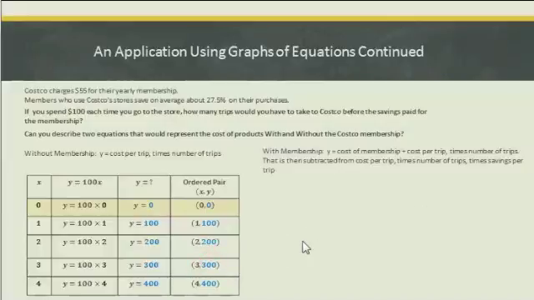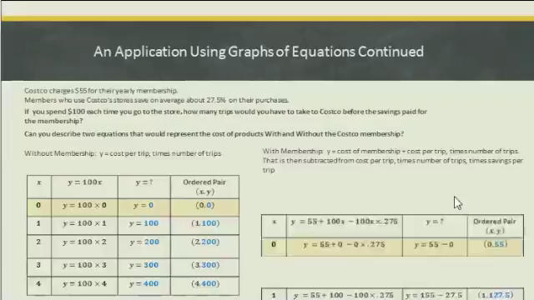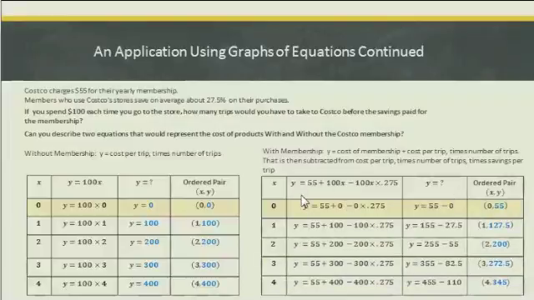Now the equation for the membership is going to start with the cost of the membership. So that's $55 plus the cost per trip, which again, if you go one time, is $100 times the number of trips, right? So then that number needs to be subtracted from the cost per trip times the number of trips times the savings per trip. And that equation looks like this.